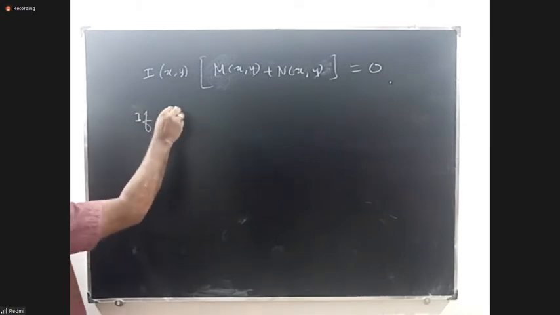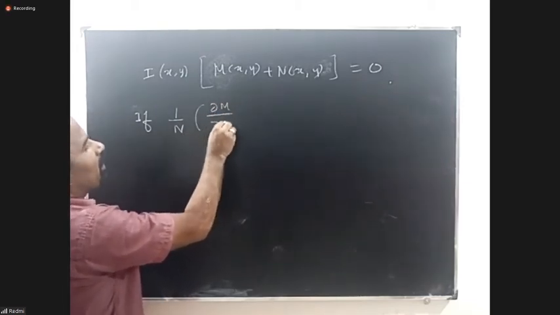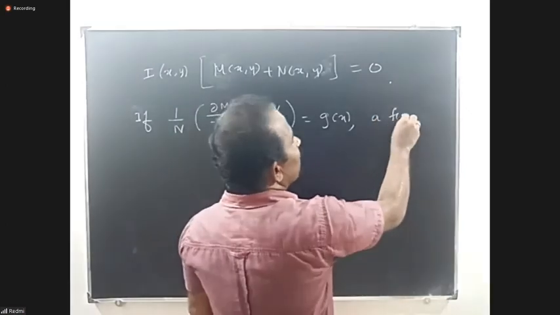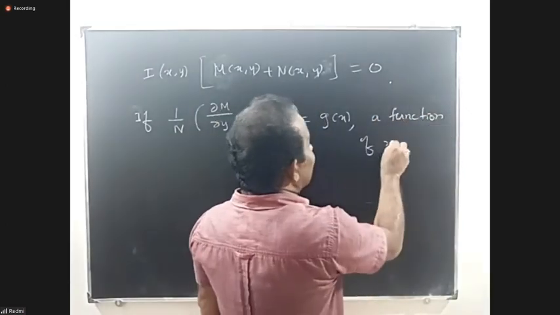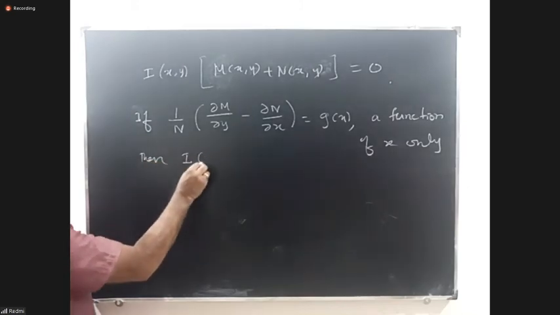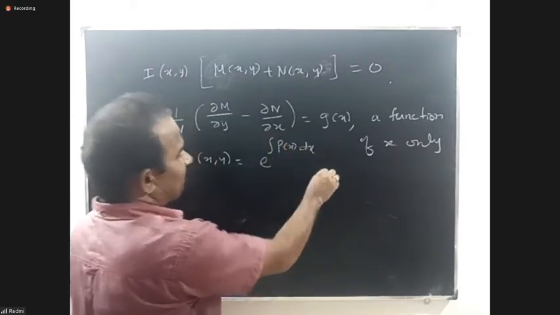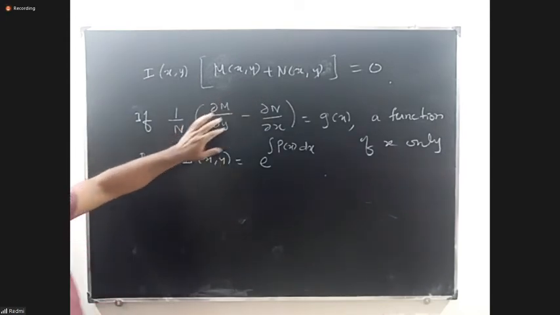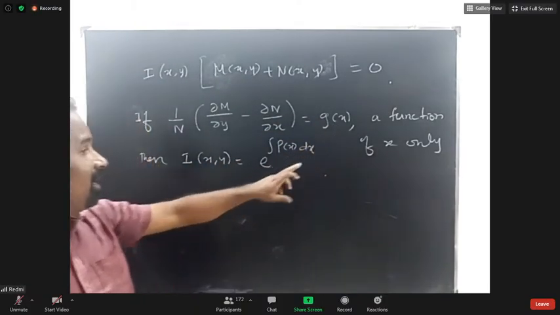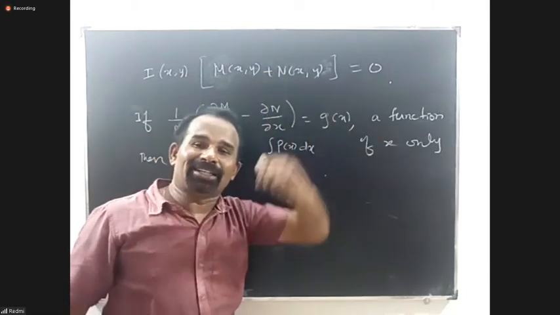If 1 by N into (dou M by dou y minus dou N by dou x) is equal to g of x, a function of x only, then the integrating factor is equal to e power integral p of x into dx. If you multiply by 1 by N and you get g of x, a function of x alone, then you have to multiply the equation by this integrating factor, and the equation becomes an exact differential equation.